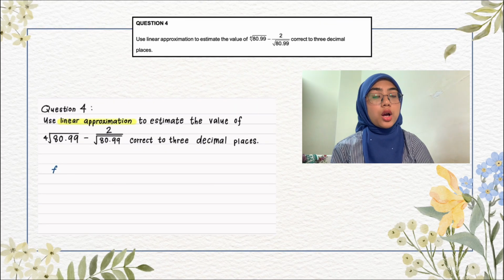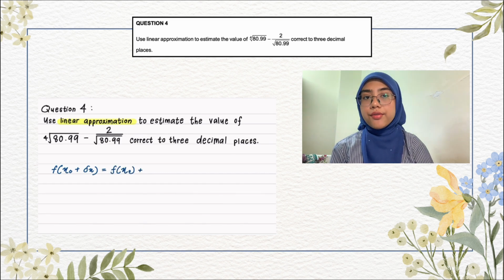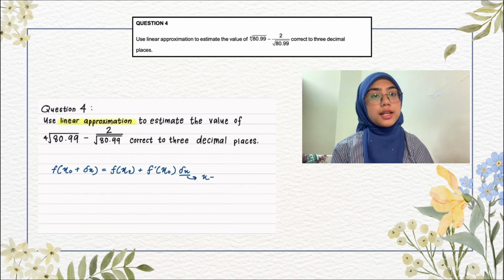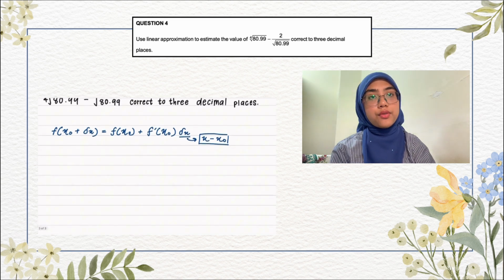Now in this case, we are going to use the formula for linear approximation, and we have to correct the answer to 3 decimal places. Now the formula for linear approximation is f of x initial plus delta x equals f of x initial plus f prime of x initial multiplied by delta x. In this case, delta x is extracted from the formula of x minus x initial.